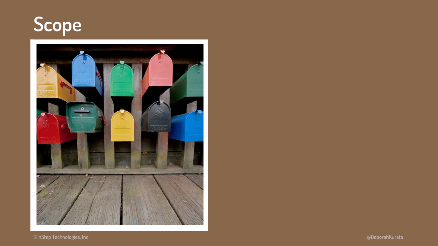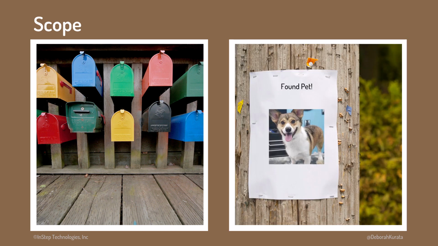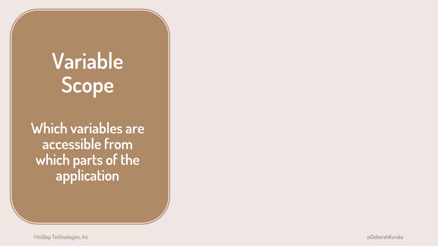Information is often restricted or scoped to limit its access. You'd expect a letter put in a mailbox to be only for the person who owns the box, and a poster out on a pole to be accessible to anyone. So data in a mailbox is scoped to that mailbox, and data on a pole is globally scoped and available to everyone. In programming, scope determines which variables are accessible from which parts of the application.